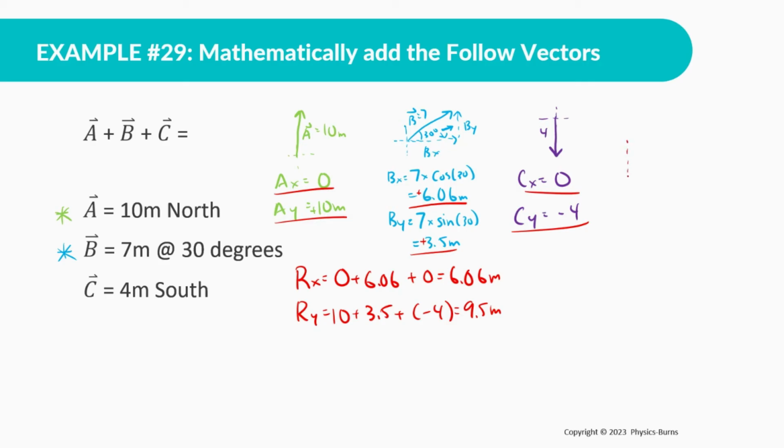Okay, now that we have this, again, we're putting everything into the x and y. Now we're going to be using Pythagorean theorem to combine both of these. So we have 6.06, and then we have 9.5. And the resultant vector is going to look something like this. Again, r squared is going to equal 6.06 squared plus 9.5 squared. So find the square root of that.